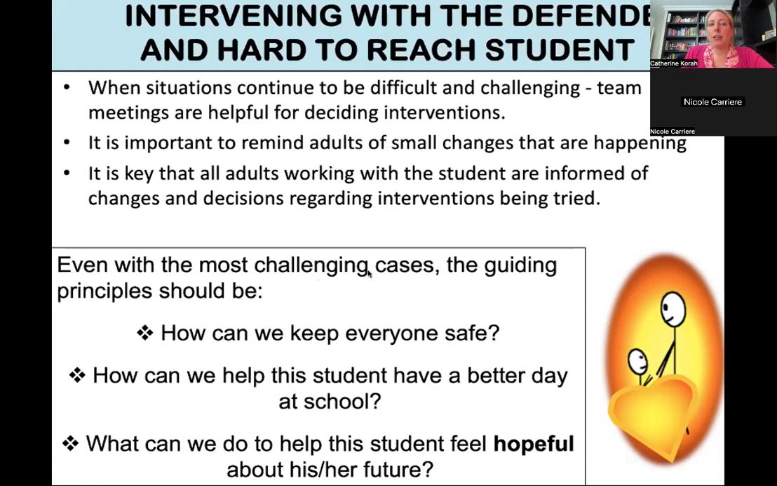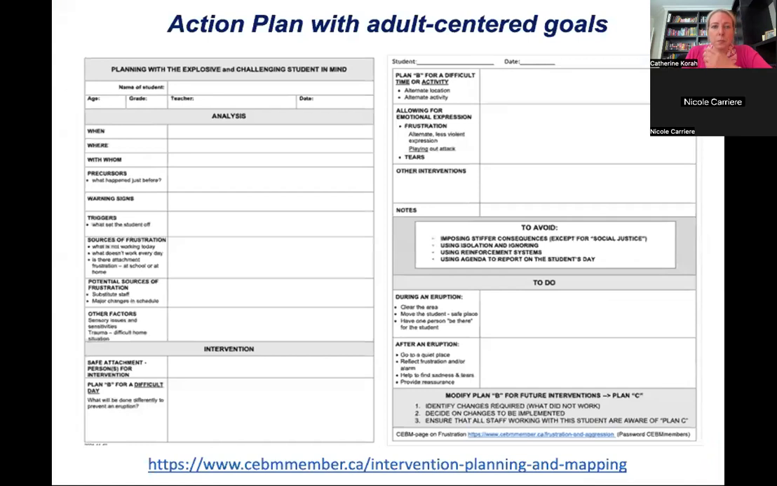And so, guiding principles should be, how can we help through our practices keep everyone safe? How can we help this student have a better day? And how can we help this student have hope for their future? And so I mentioned putting together a plan.